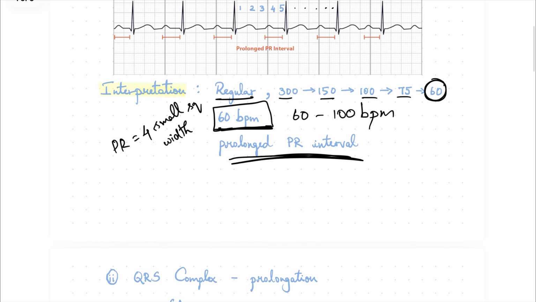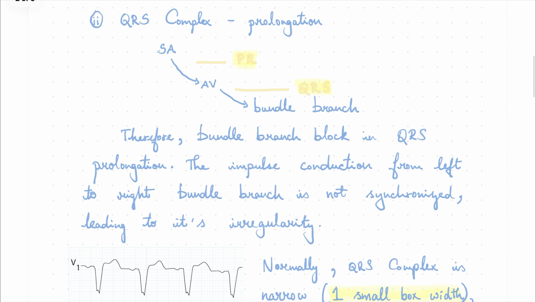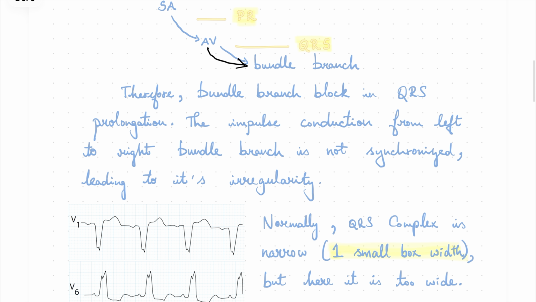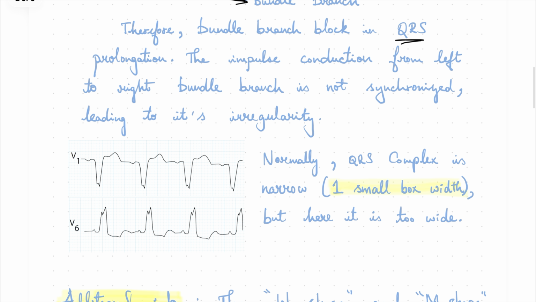It's classical AV block. Moving on to QRS complex. QRS means we come down from AV to bundle branch. Therefore, the bundle branch block in the QRS prolongation is because the impulse conduction from the right to the left bundle branch or from the left to the right bundle branch is not synchronized. It is leading to the irregularity.